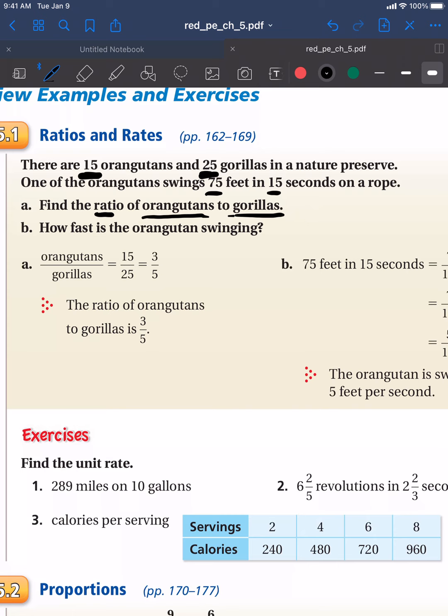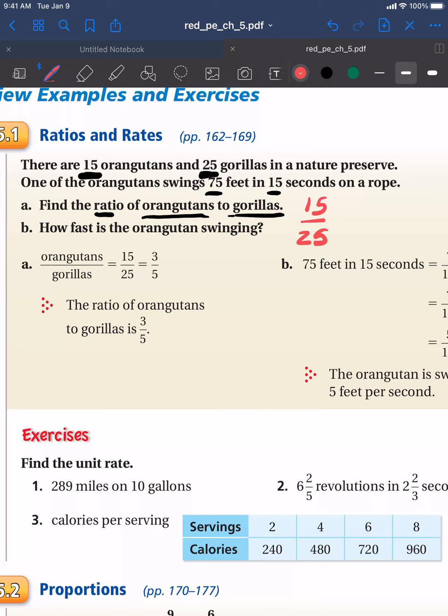Hold on. I only know one person knows. Two people know? Grace, what is the ratio of orangutans to gorillas? Oh, it's not. Okay. John, what is the ratio of orangutans to gorillas? 15 to 25. Okay, Grace. Oh, I was thinking unit rate. That's why I was confused. Yeah. All we got to know is how many orangutans are there for every gorilla.